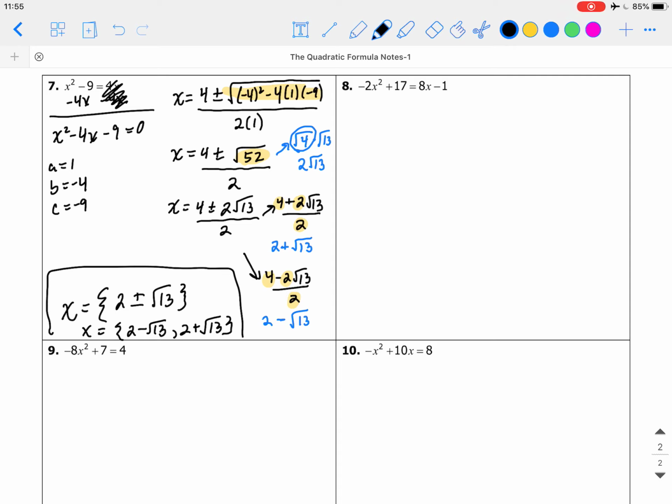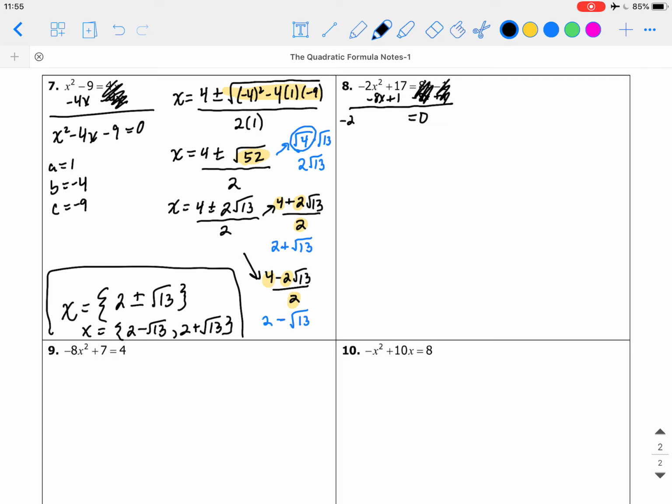Let's look at number 8. I need to have everybody on the right side before I can start, right? So I'm going to bring this 1 over. He's a negative, so I will add him over. And I need to subtract this 8x over. He doesn't really have anybody I can work with, so I'm just going to put him right in the middle. This will go away. This will also go away.